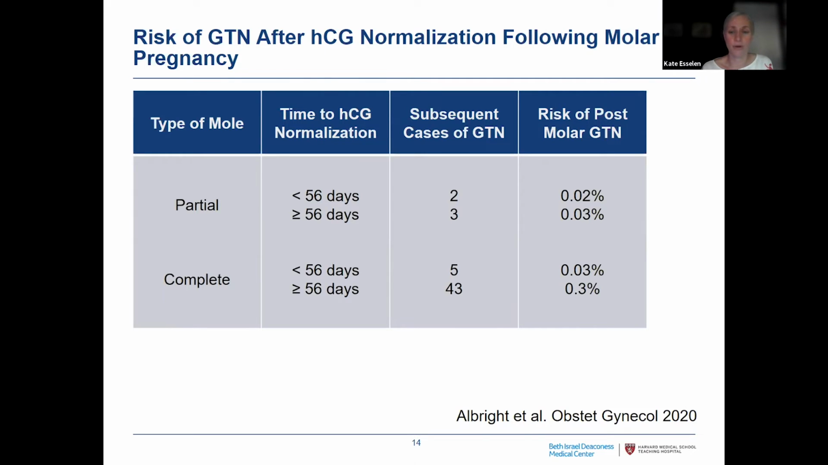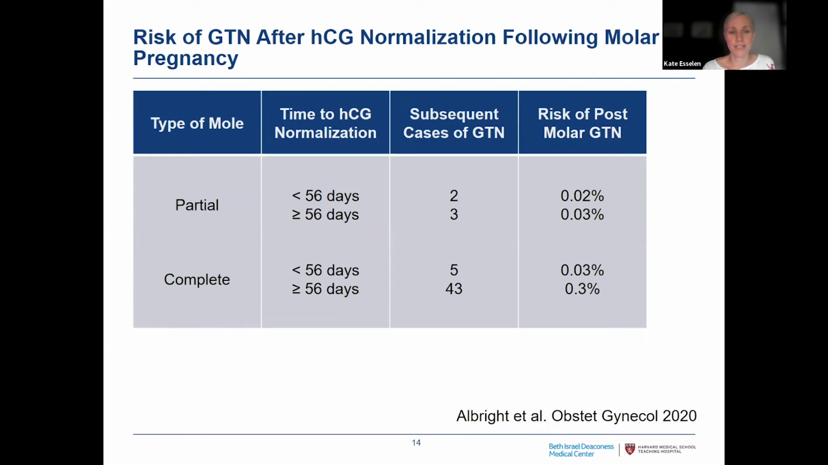Included in this were almost 15,000 cases of partial molar pregnancy and about 18,000 of complete molar pregnancy. And so they looked at and they wondered, is there any risk to those patients who have sort of shorter time to normalization versus longer time to normalization of their HCG? And they divided it by the 2 different types of molar pregnancy. And in fact, there was a difference, not only by the type of molar pregnancy, but also by the duration, or the amount of time it took for the HCG to normalize.